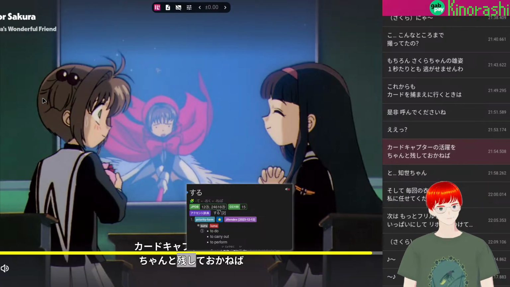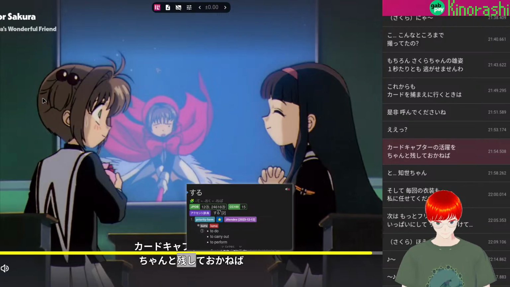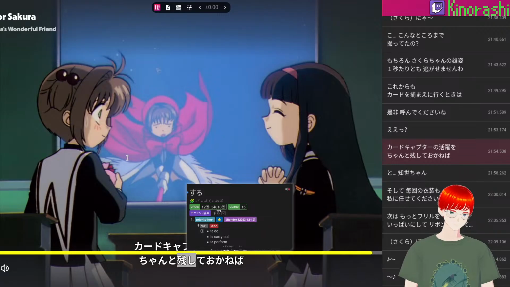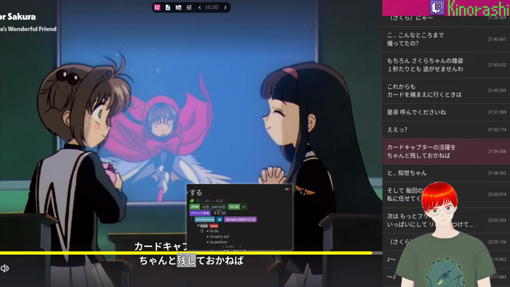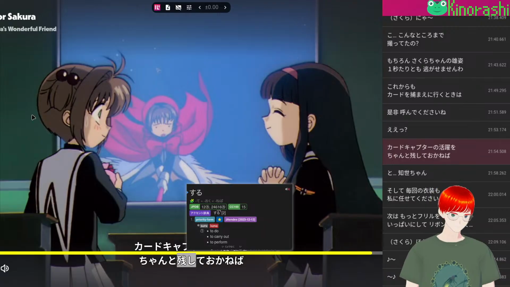Okay, to save, to set aside, to reserve. Properly save or reserve the exploits. Interesting. No kosu can be used like this.